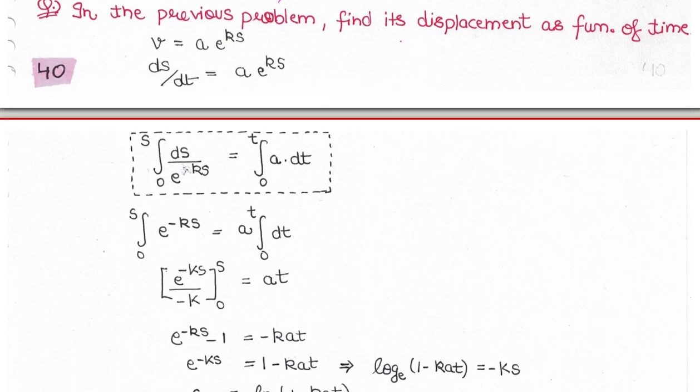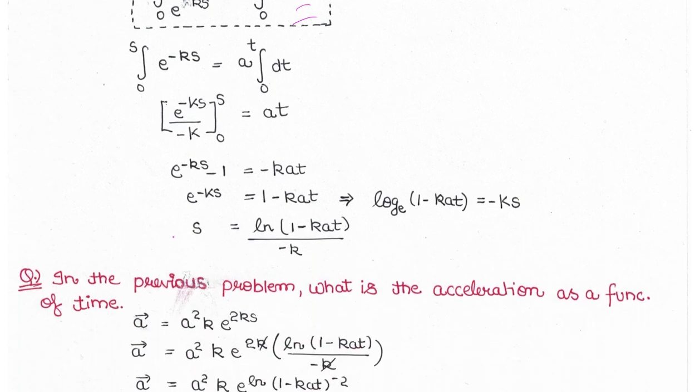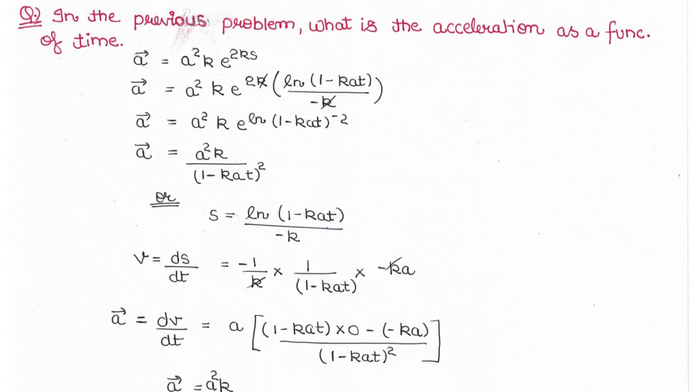Okay, so in the previous problem, find the displacement as a function of time. So v is equal to a e to the power ks, or ds/dt is equal to a e to the power ks, or integral 0 to s of ds by e to the power ks is equal to integral 0 to t of a into dt. If we integrate this, we get s is equal to ln(1 minus kat) by minus k.